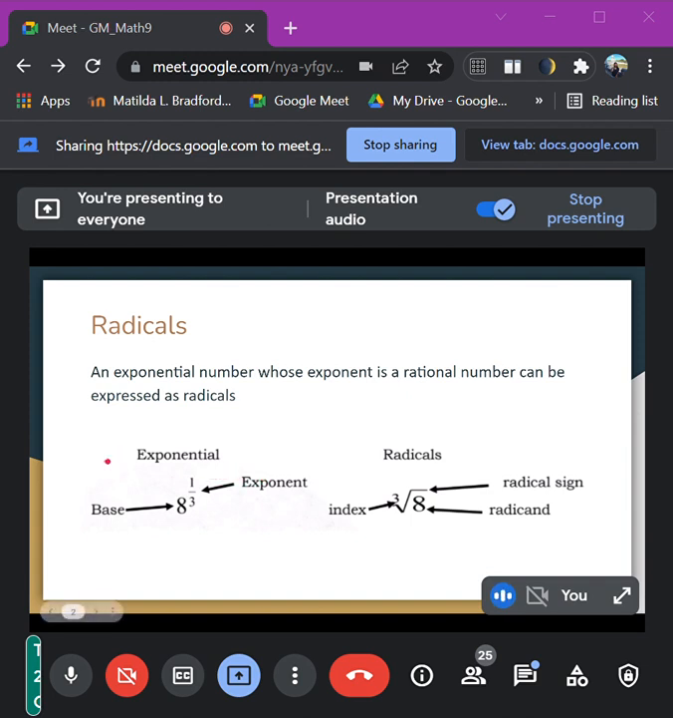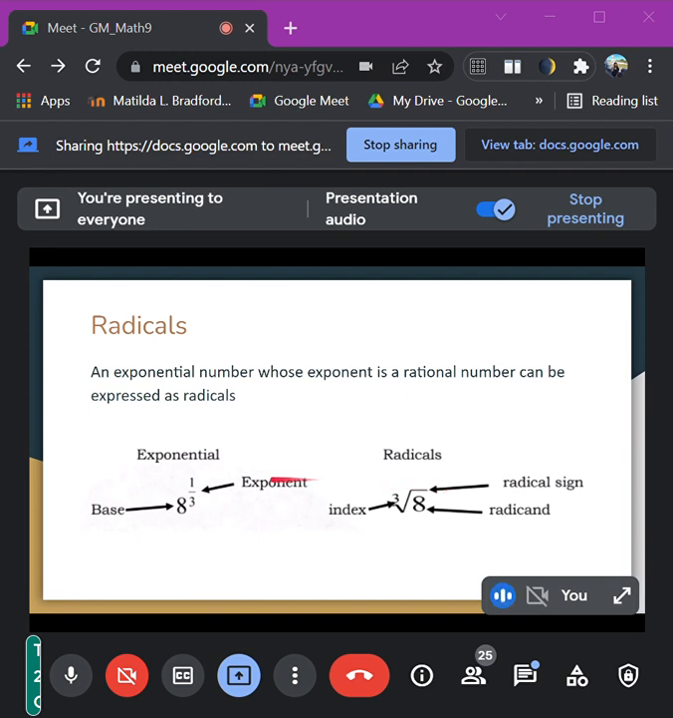So this exponential expression class can be transformed into radical expression. So how do you transform that one? So, ang imuhang base class, that would be your radicand. And your radicand is naa siya inside sa imuhang radical sign. So, katong square root nga gitawag nato sa una class, we call that one as radical sign. Okay? Radical sign na siya class.